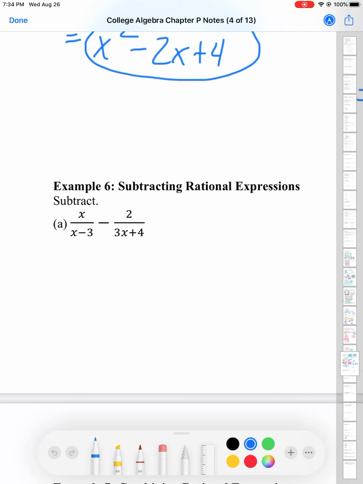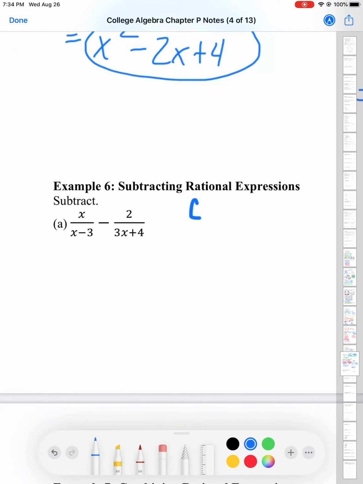Okay guys, so here's the next video for P.5 notes. Starting where we left off on example 6, subtracting rational expressions. I think they skipped adding because adding is the same process as subtracting, but subtracting is just a little bit harder. So remember, first we need to get a common denominator.